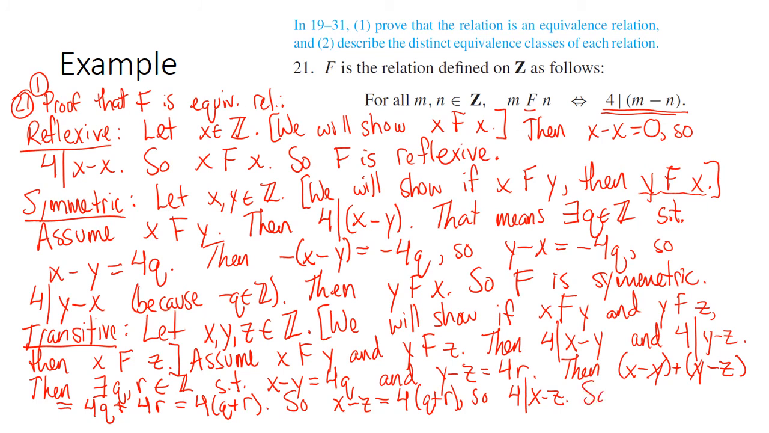So x is related to z by f. So let me just squish it down in here. F is transitive. And that's it. So that's the whole proof that f is an equivalence relation. So on the next slide, I will do part 2.